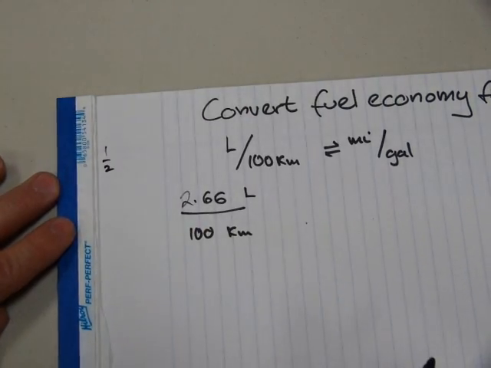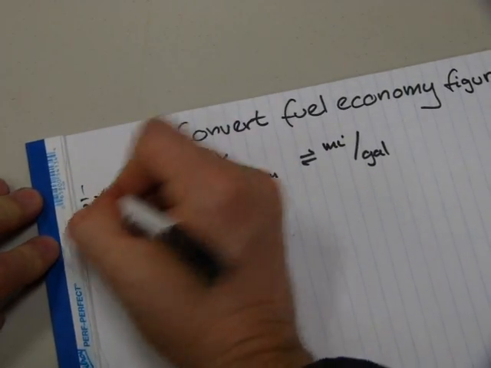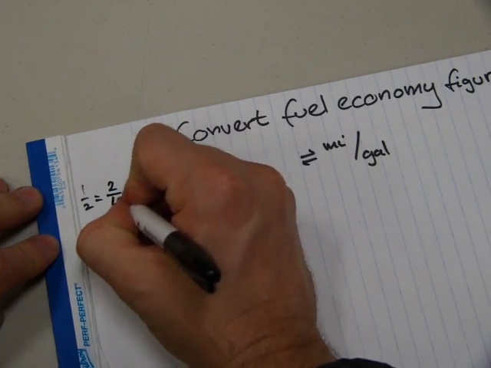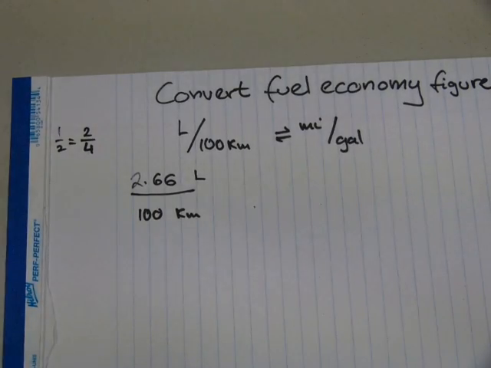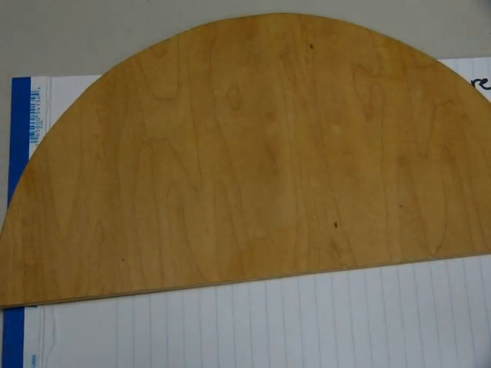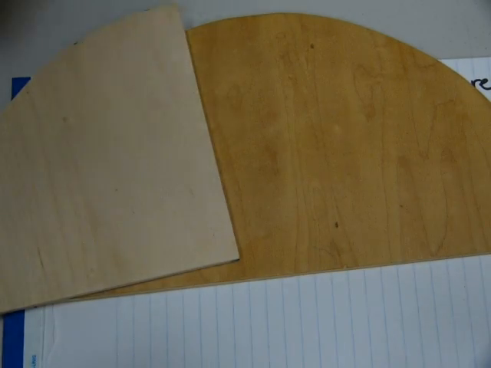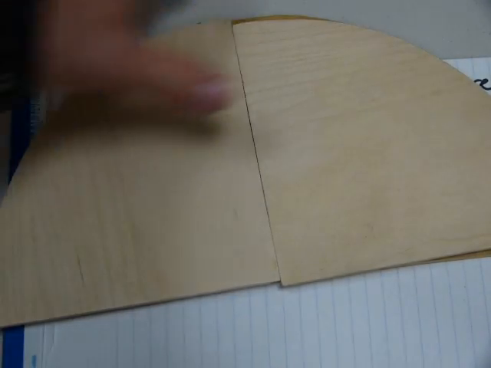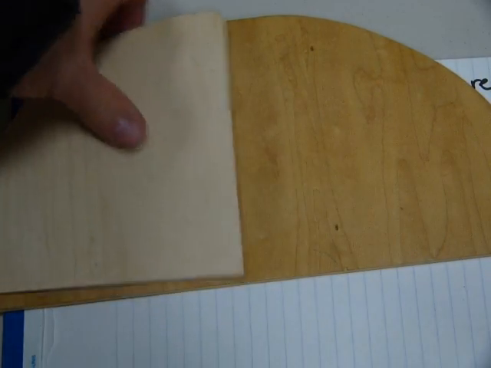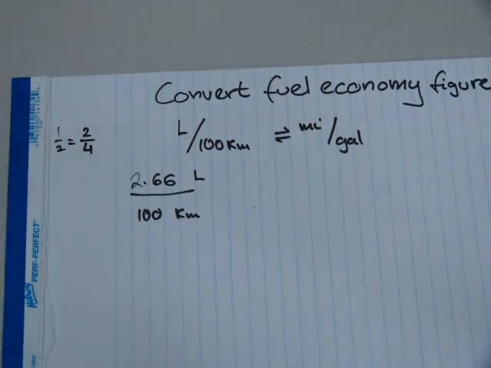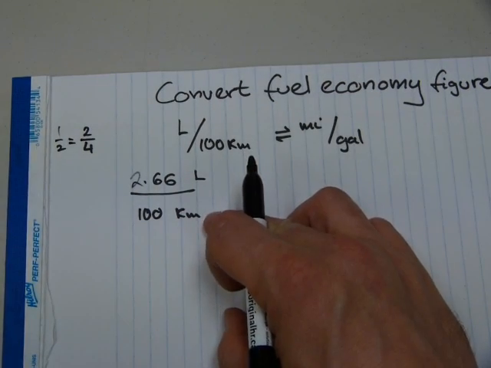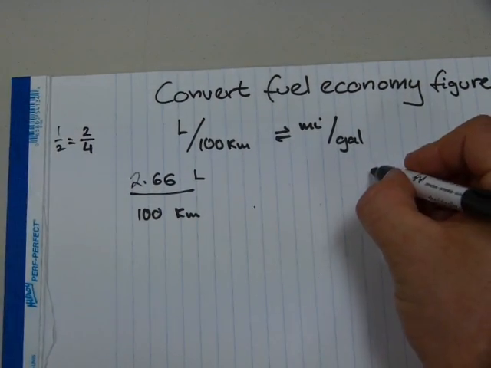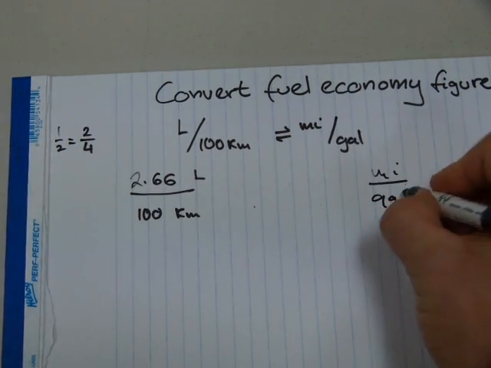For example, we had 1/2. It's equivalent to 2/4, where 1/2 pizza, it's my wooden pizza here, is just about the same as 2/4 pizzas, but they are not entirely the same, but at least they are equivalent. So those are equivalent fractions, remember, from middle school, and that's how it's going to go. We're going to go from liters and kilometers, and we're going to end up with miles and gallons.